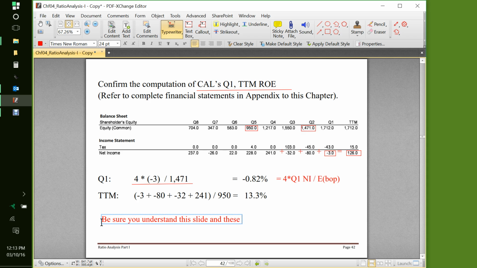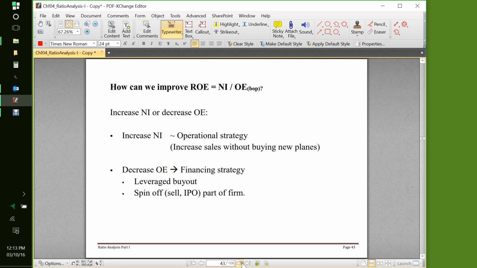So let's be very sure that you understand this slide and these calculations. And again, all of this is gone over in detail in the text. So if it's at all confusing, please read the text.